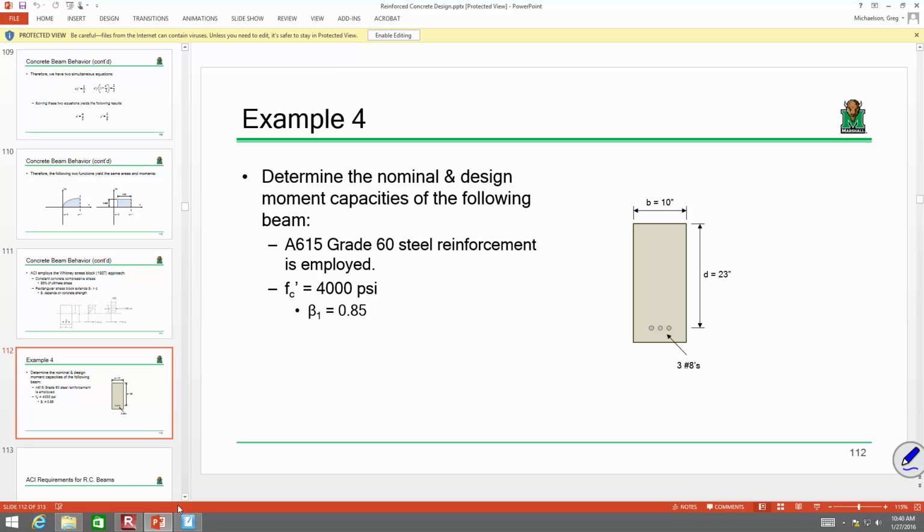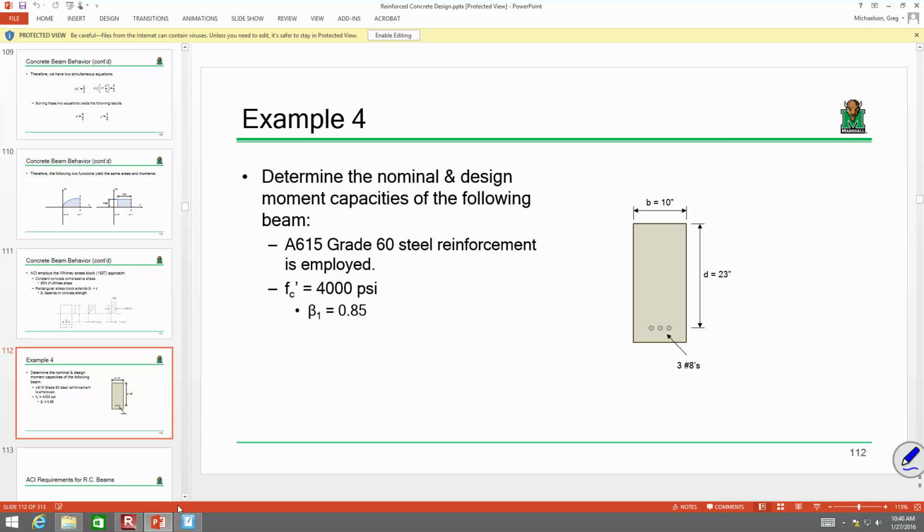So if I have grade 60 steel, what is my yield stress? 60,000 what? You're there. You're not KSI. That would be some awesome steel. 60,000 PSI. Okay?